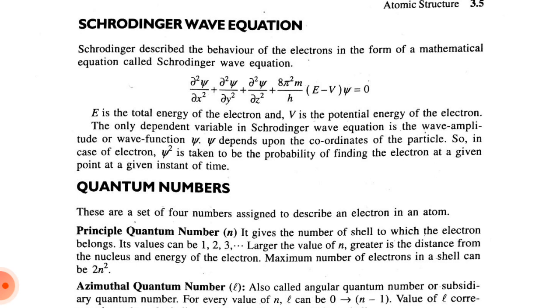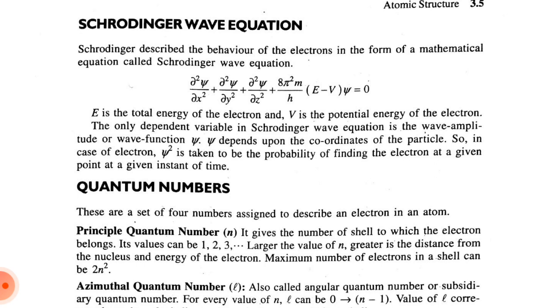E is the total energy of the electron. V is the potential energy of the electron. The only dependent variable in the Schrödinger wave equation is the wave amplitude, or wave function ψ. The wave function depends upon the coordinates of the particles. So in case of electrons, ψ² is taken as the probability of finding the electron at a given point at a given instant of time.